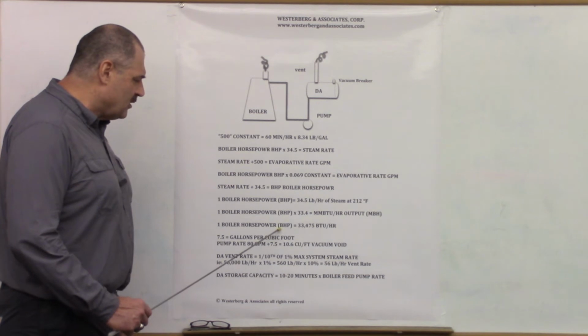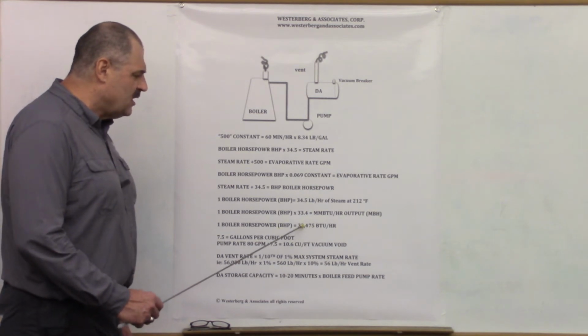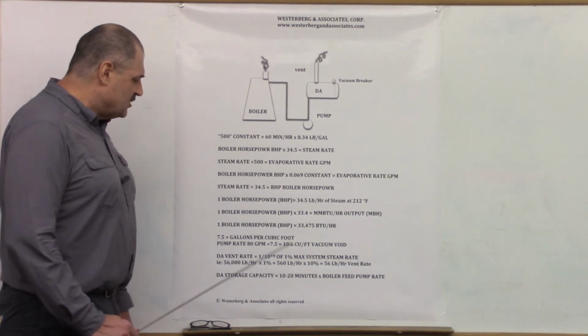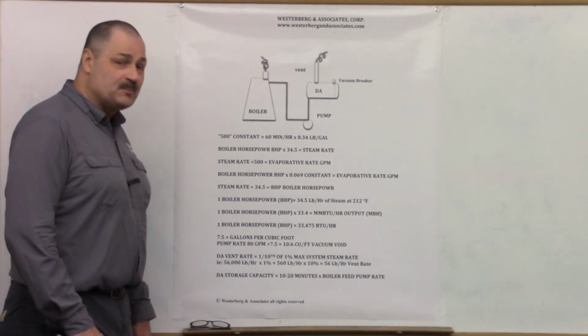We can take one boiler horsepower, which is equal to 33,475 BTUs per hour, and 7.5 gallons per cubic foot.